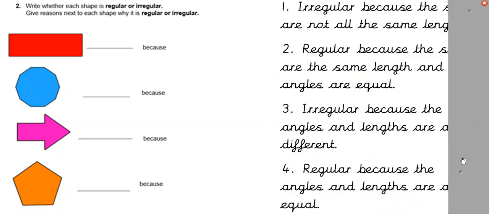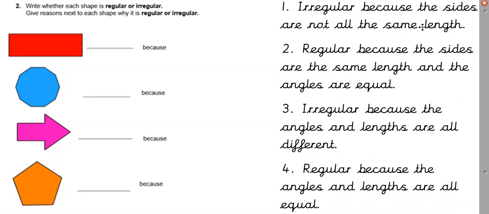Okay, then let's have a look. So, the rectangle is irregular because the sides are not the same length. Number 2 is regular because the sides are the same length and the angles are equal. Number 3 is irregular because the angles and lengths are all different. You've got these two little lengths here, these two longer ones here. You've got 2 reflex angles, 2 right angles, and 3 acute angles. And number 4 is regular because the angles and lengths are all equal. Well done if you got that one correct.